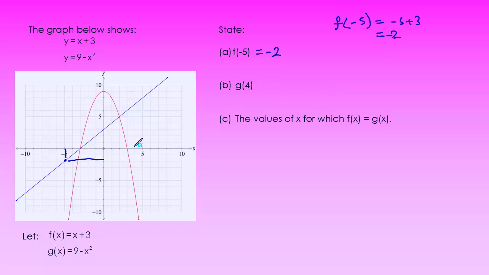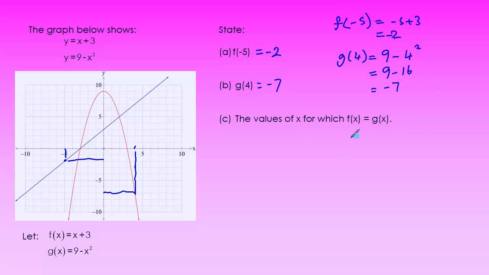G of 4, so 4 is here. Then remember G is the red one. So what we're going to be doing there is coming down until we meet the graph again and coming across, and that looks like it's negative 7, but let's check that by calculation. So G of 4 would be 9 take away 4 squared, which is 9 take away 16, which is negative 7.